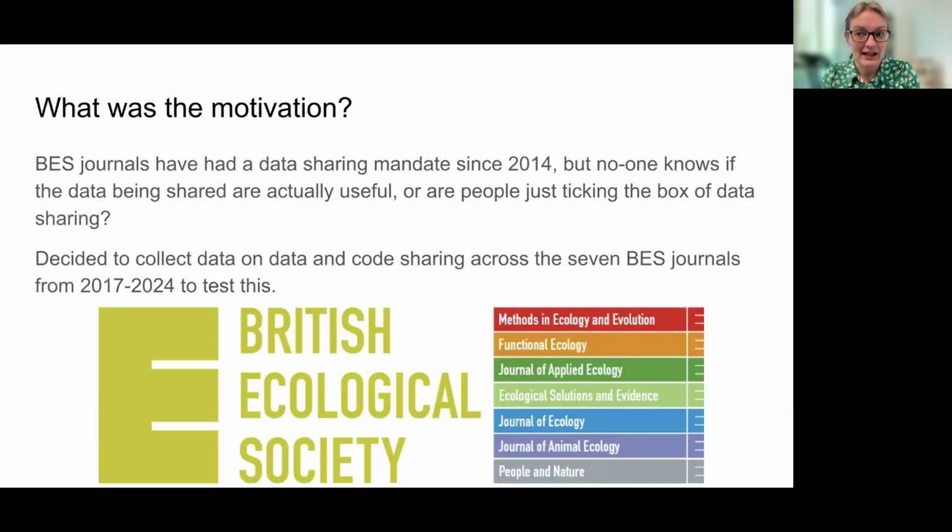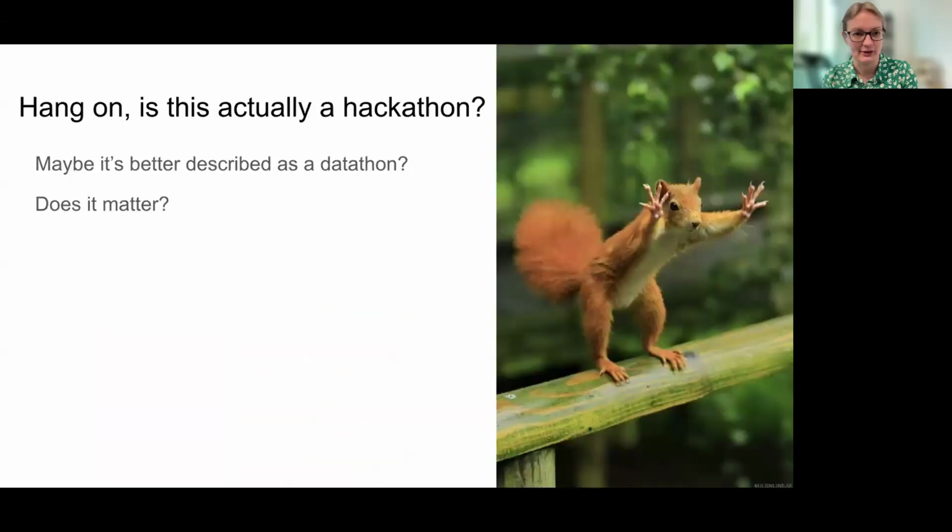So we decided we would collect some data and run some really simple analyses and summaries to understand how that was working. And we thought, wouldn't it be fun if we tried to get lots of people involved and to see how much data we could actually get doing this as a hackathon?